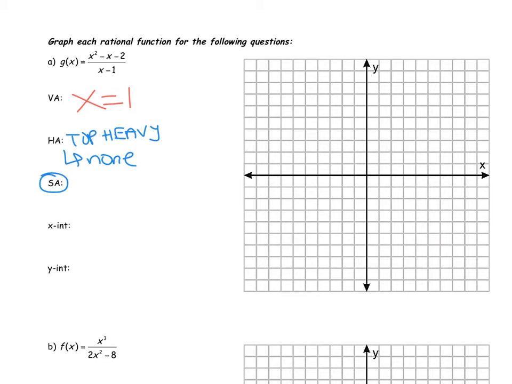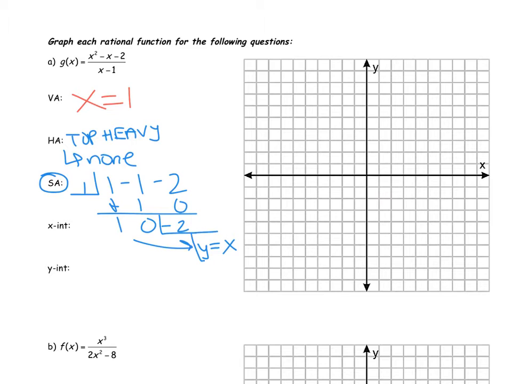So to find that slant asymptote, I know x minus 1, x would be 1 when we're doing long division on this. We're taking that factor. So when x is 1, I have 1, -1, and -2. And I'm just going to do synthetic division. And here is what we are left with. So this would just be y equals x. That's my equation for the slant asymptote.